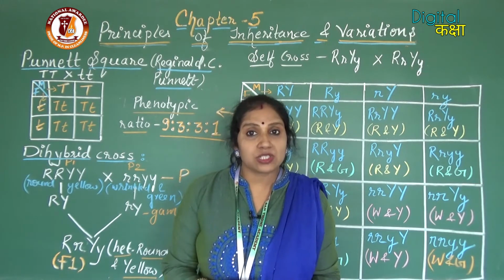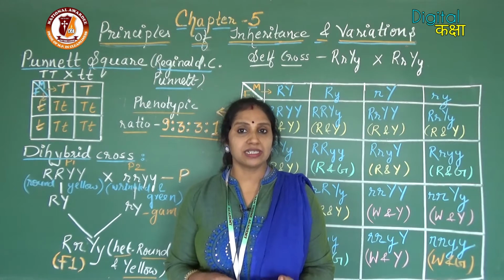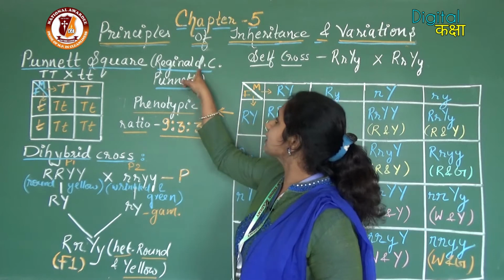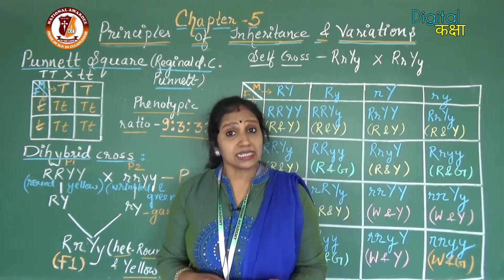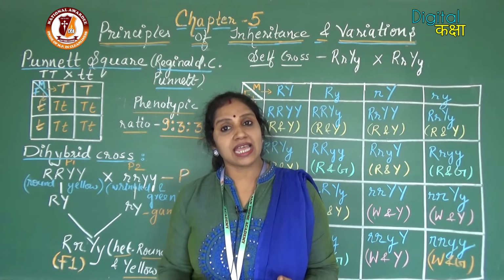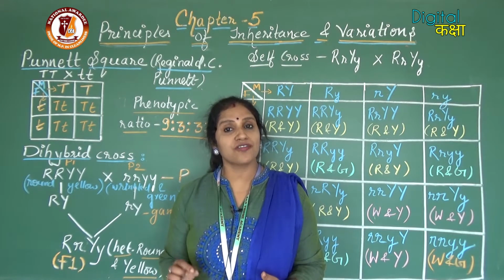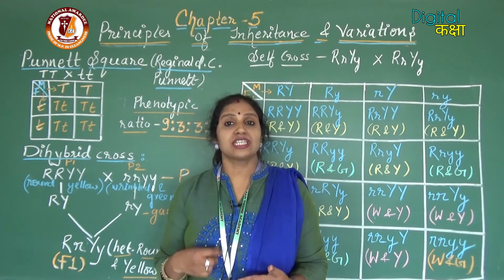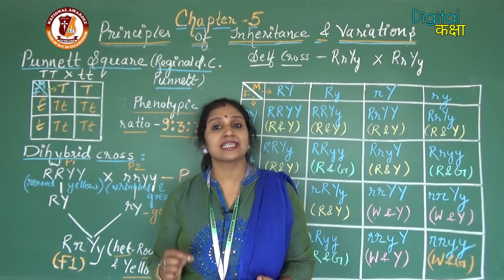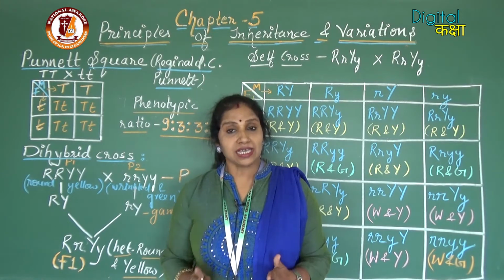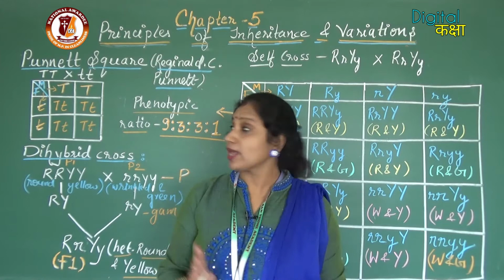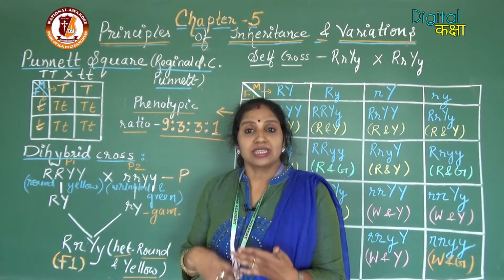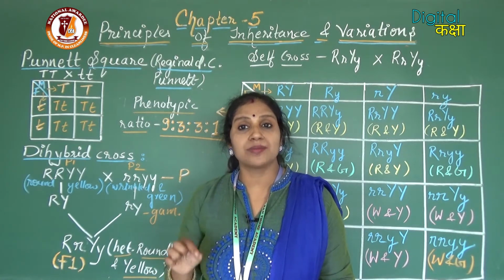So what is this Punnett Square or the checkerboard method? This method was designed by the scientist Reginald C. Punnett. In this method, graphical and diagrammatic representation of crosses is done and the probability of the genotypes of the offsprings is determined. Here the gametes are written on one side and the boxes are there in which the possible combinations are put.